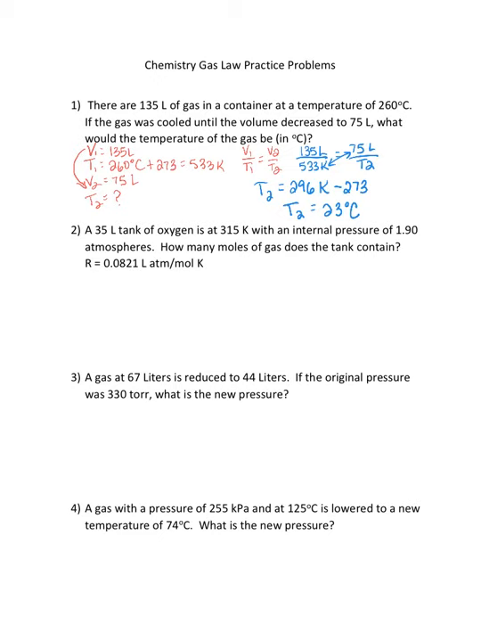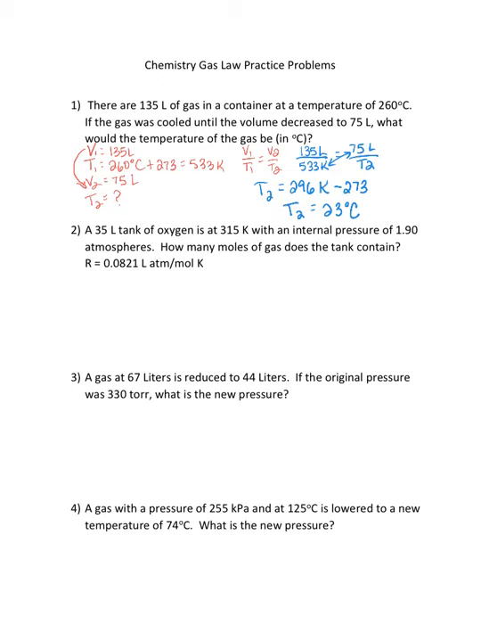All right, our next question: a 35-liter tank of oxygen is at 315 K. Notice it's already in Kelvin, so that's good. With an internal pressure of 1.90 atmospheres. How many moles of gas does the tank contain? And they give us a value of R.